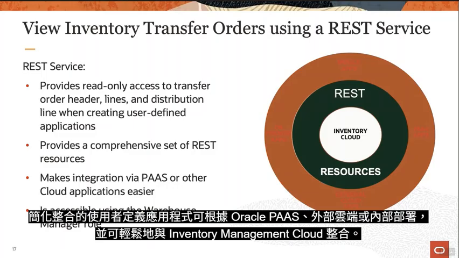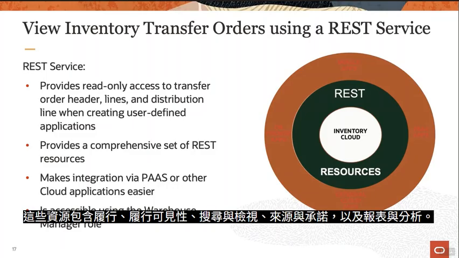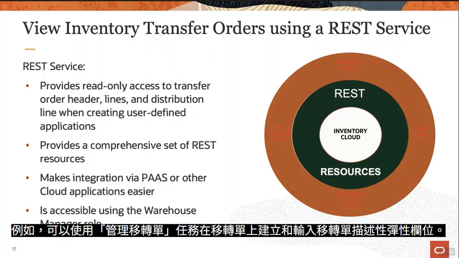For example, transfer order descriptive flex fields can be created and entered on the transfer order using the Manage Transfer Orders task. The Transfer Order REST resource can then pull these user-defined transfer order descriptive flex field values into interfacing systems. Our next topic describes how to plan and execute internal material transfers.